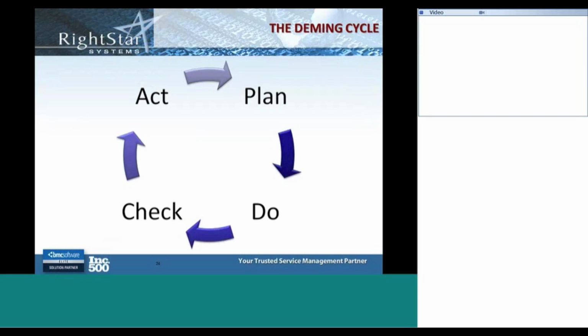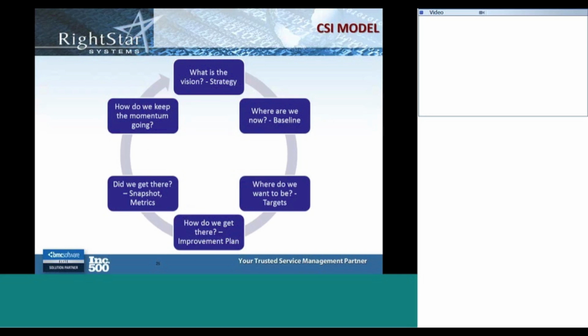I mentioned earlier the Deming cycle. The Deming cycle are these 4 simple words: plan, do, check, act. And out of this Deming cycle, we develop the CSI model. The CSI model contains these steps. So we start with, what is the vision? That is our understanding our strategy. Once we understand the vision or strategy, we move on to understanding where we are now. So what is our baseline? We compare that against where we want to be, which is our target.